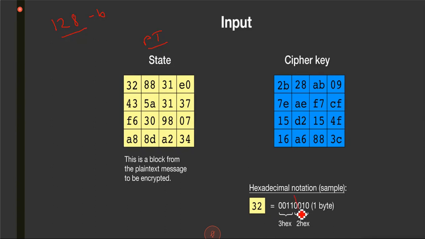So 4 bits of your 8 bits over here goes in as one hex digit, and the other 4 bits at the side come in as another hex digit. So this cell here would contain 8 bits. 32 in hex is 8 bits. So this is arranged as a 4 by 4 matrix. You have 16 cells of 8 bits each, which is 128 bits.